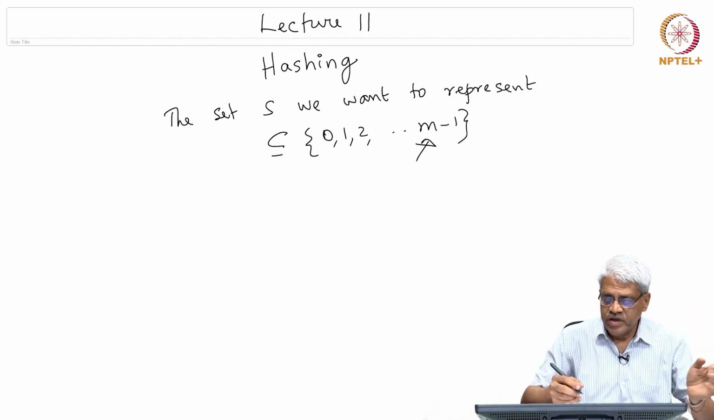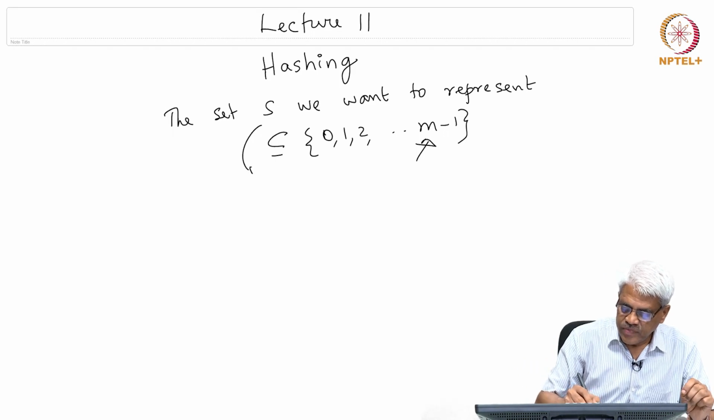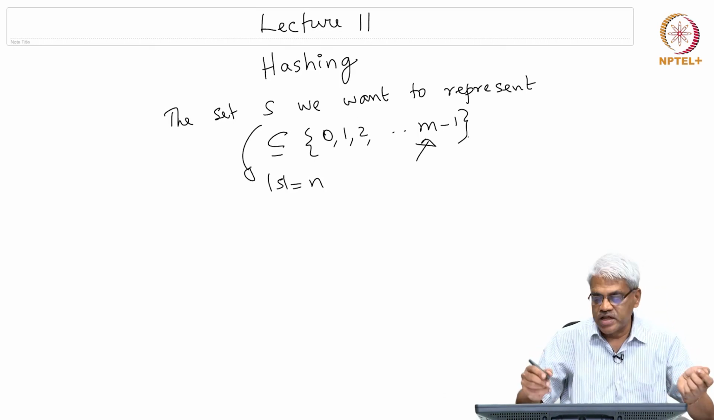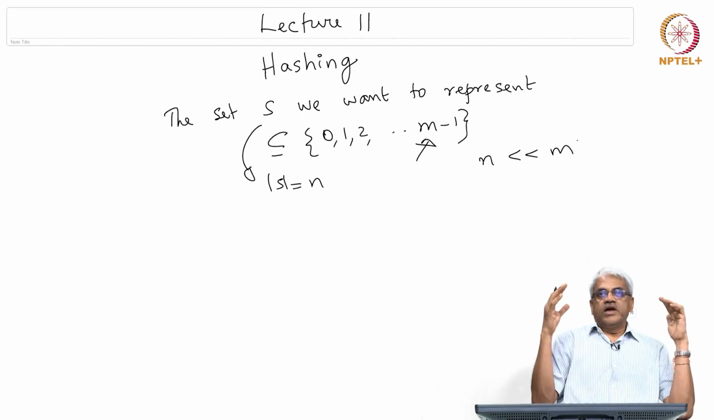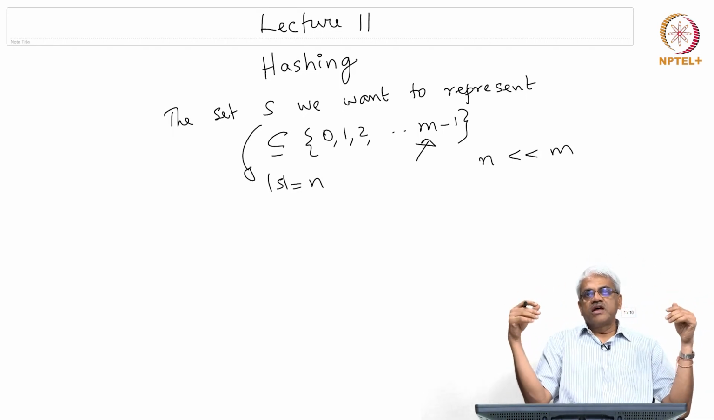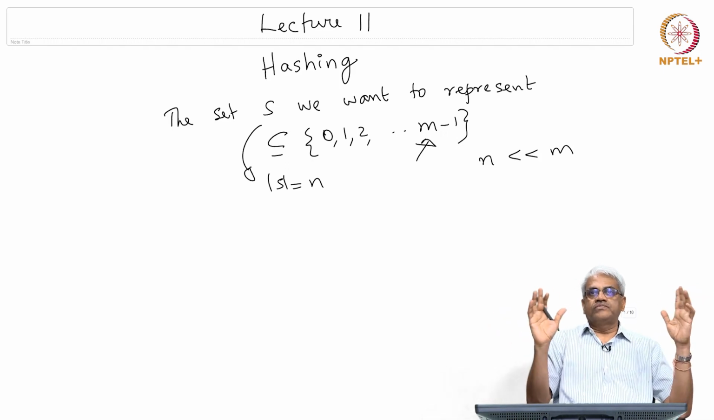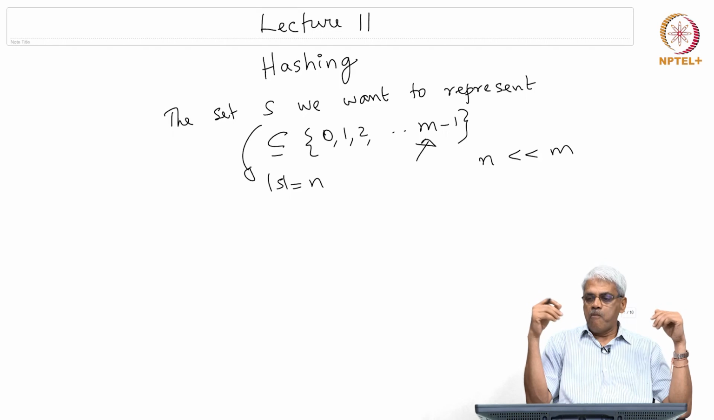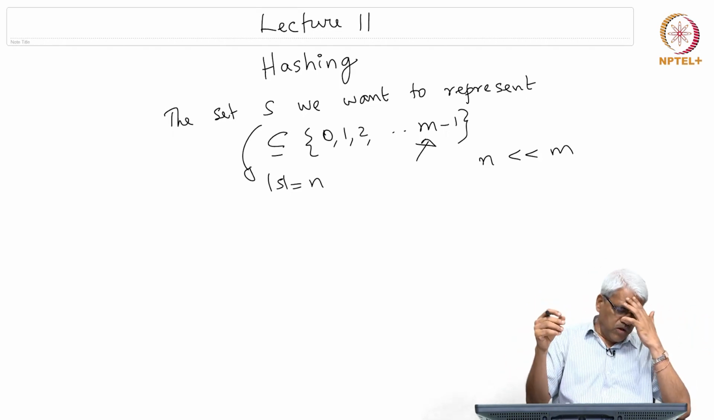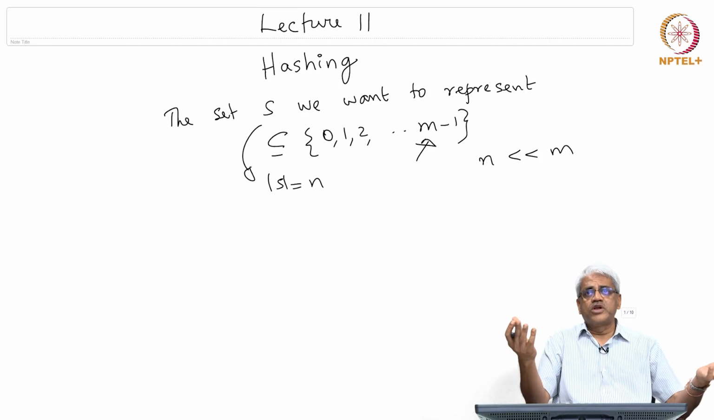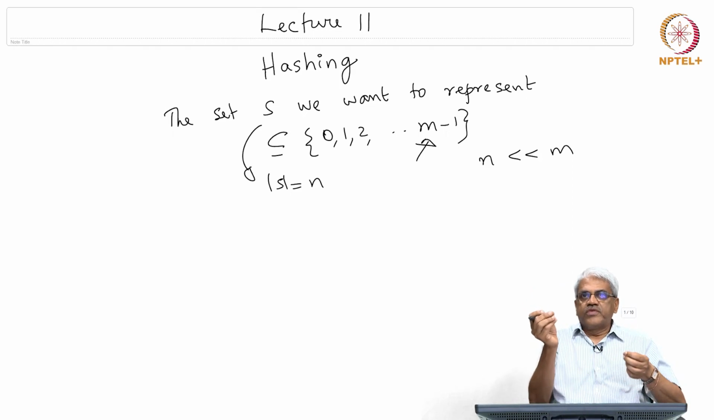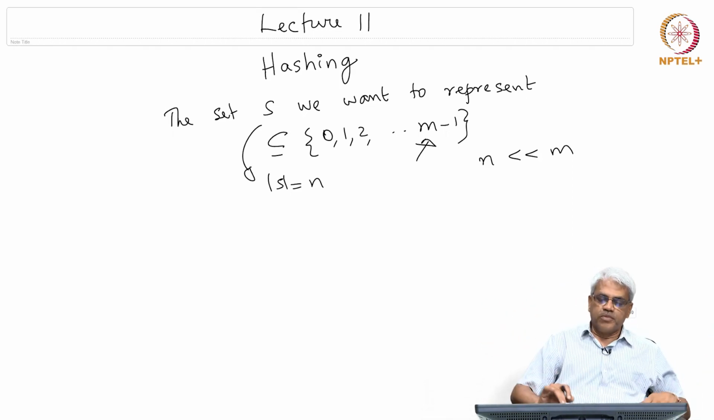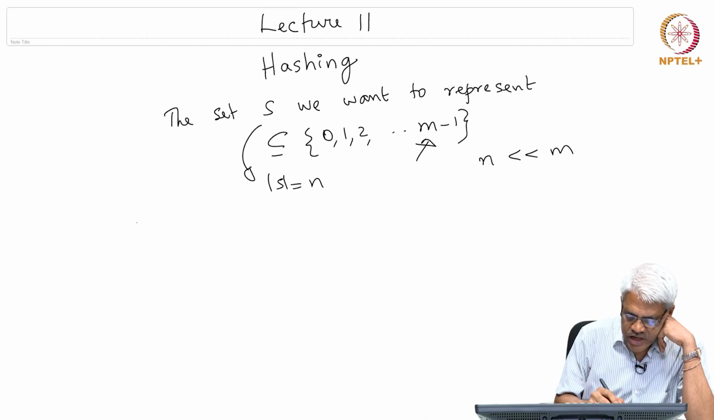For convenience, it's useful to start from 0 to m minus 1, and suppose the size of the set is n. So n for me is much less than m. Think of it as trying to store a set of 1000 numbers in the range 1 to 10 lakh, or 1 to 1 million or something like that. So m is very large and n is small. I want to store and then answer my usual questions. Some query comes, is that in the set? If it's not there, can I add? If it's there, can I delete? Those are my operations.